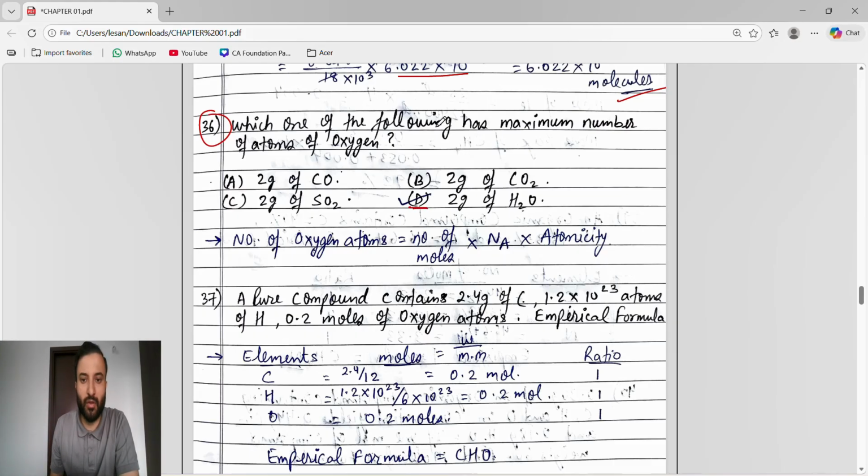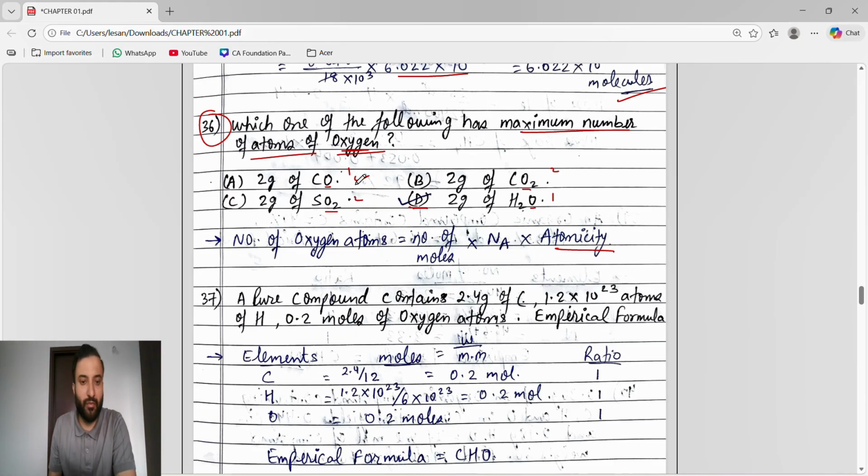They said which one of the following has the maximum number of atoms of oxygen. Guys, you have to find which is having the maximum number of atoms. So we use the formula: number of atoms means number of moles into Avogadro number into atomicity. The atomicity we will take for the oxygen atom. So here oxygen atom is 1, the atomicity in this case will become 1. Here oxygen atom is 2, atomicity in this case is 2. Here oxygen atom is 1, so here it will be 1. Here it is 2. Here it is 2.